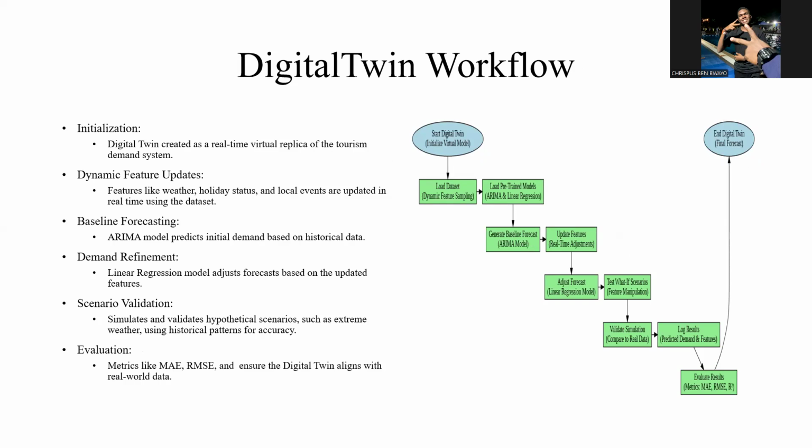Likewise, the digital twin literally also works in the same process, whereby we initialize the digital twin, created using a real-time virtual replica to resume demand. So we also observe dynamic feature updates, whereby we are sampling information from the dataset. I chose to do this simply because I wanted coherence in my work, to make sure things are interconnected or linked. Then baseline forecasting to establish the trend. Then demand refinement or prediction is by the linear regression model. Remember, I chose it from the dataset because of the good performance that it had. Then scenario validation, or performing the what-if scenario analysis, then evaluation. I'll walk you through the code briefly after this.